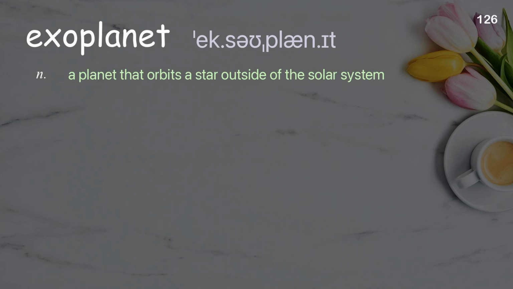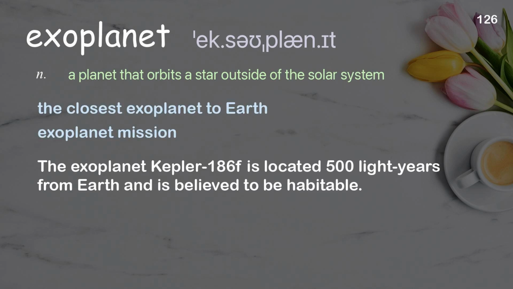Exoplanet. A planet that orbits a star outside of the solar system. Examples: the closest exoplanet to Earth. Exoplanet mission. The exoplanet Kepler 186f is located 500 light-years from Earth and is believed to be habitable.